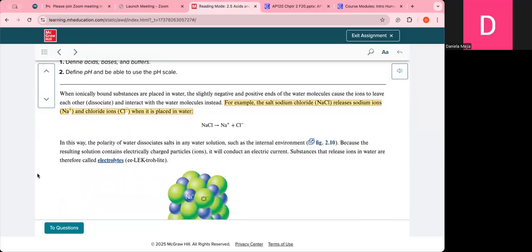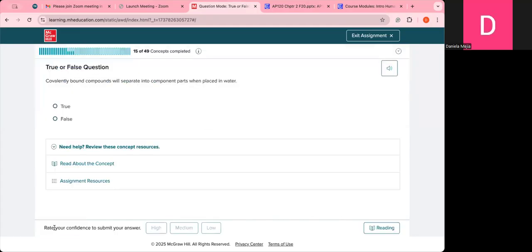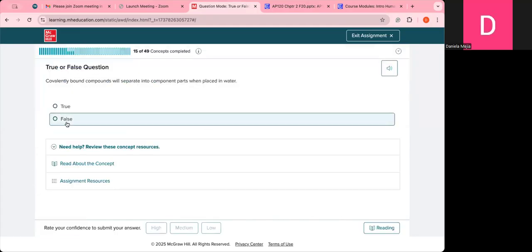dissociates salts in any water solution, such as the internal environment. Because the resulting solution contains electrically charged particles, ions, it will conduct an electric current. Substances that release ions in water are therefore called electrolytes. So they're ionic bonds, not covalent ones.